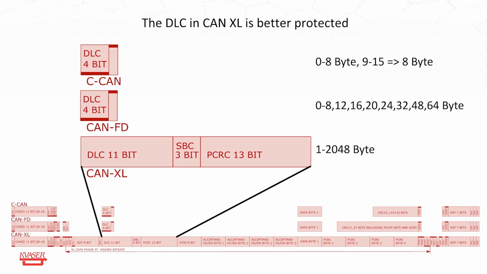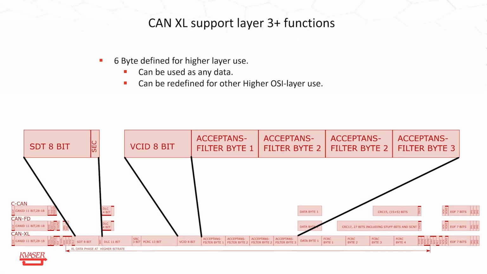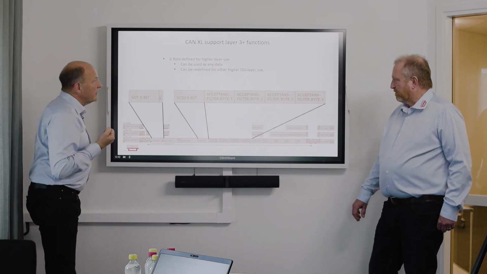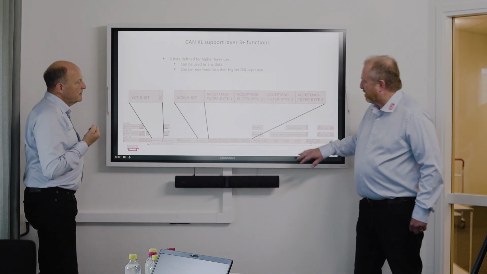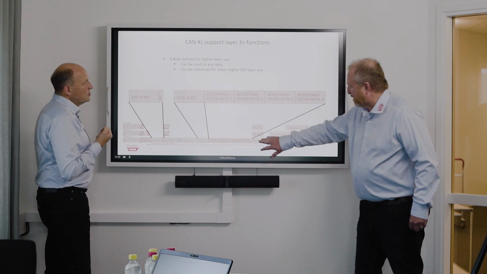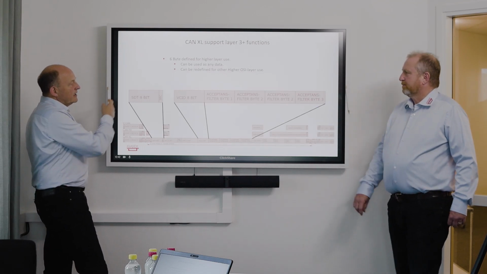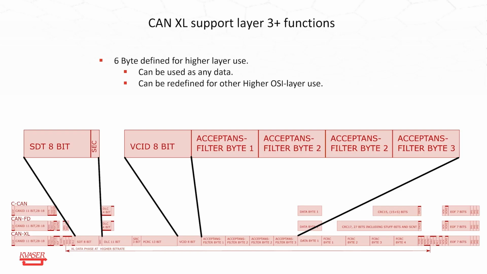Then you see 6 more bytes here, but we are still outside of the 2048 bytes. Correct. Yes. We have defined in the protocol for CAN XL 6 bytes for layer 3 functions. If you don't need any higher layer protocols, you can actually use them as data bytes, because they are actually just data, but they are predefined for certain functions in the higher layer protocols.